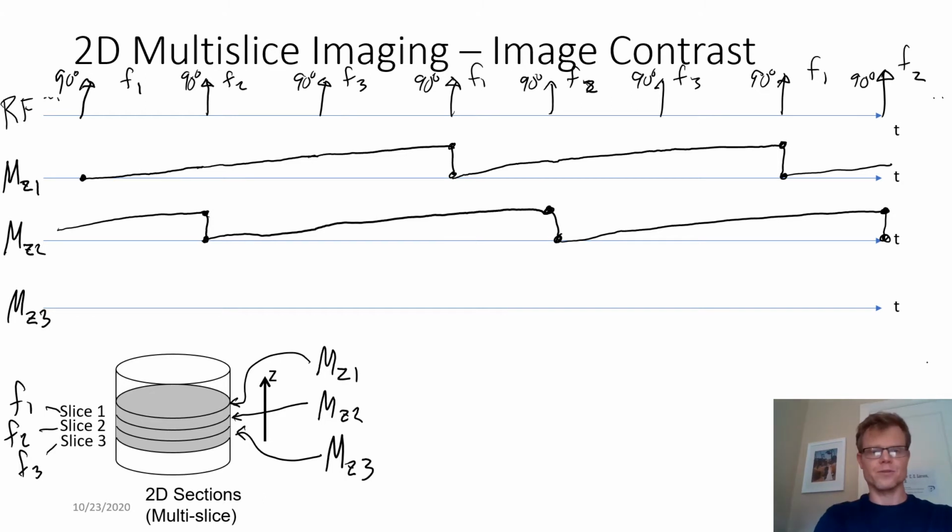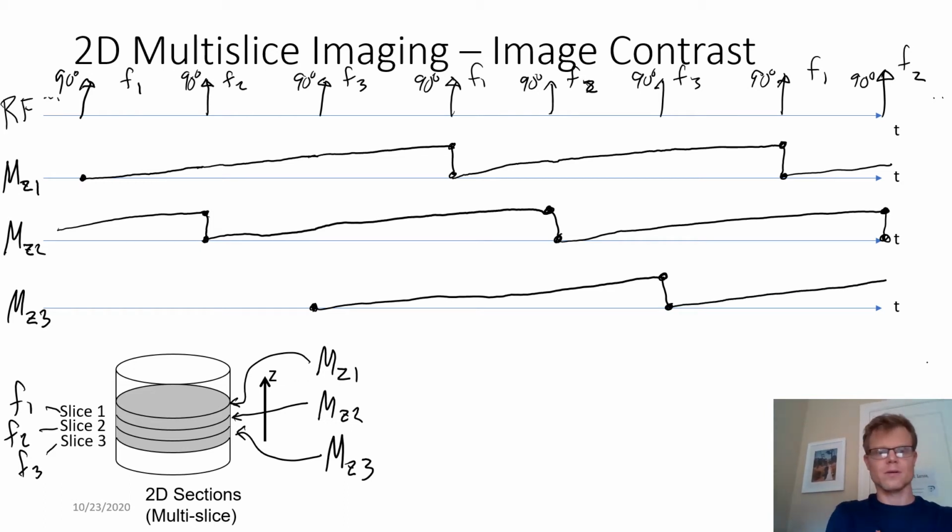And it becomes the same pattern again for slice 3, where it's saturated by the 90-degree pulse on slice 3. It experiences T1 recovery till the next 90-degree pulse that applies to slice 3, saturated, and then T1 recovery. Okay, and we can fill out the beginning here of the Z magnetization for slice 3 as well.